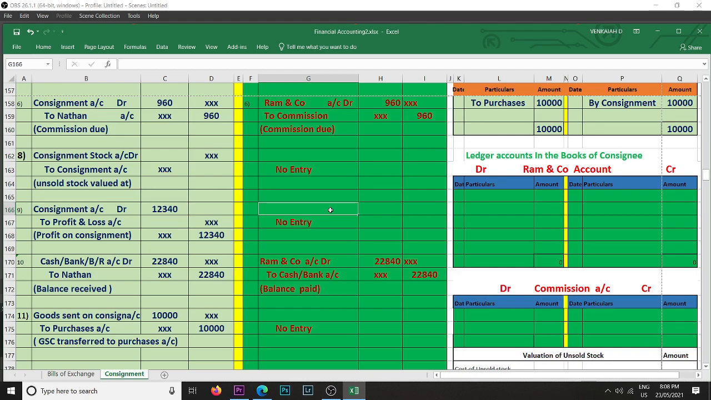And for the balance amount paid, we pass entries in both the accounts. So Ram account debit to bank account. Amount is 22,840. With that amount it will be balanced. Okay, for this already we passed the entry. Ram account debit to bank. So commission is transferred to profit and loss account. Amount is 960. Total will be 960.